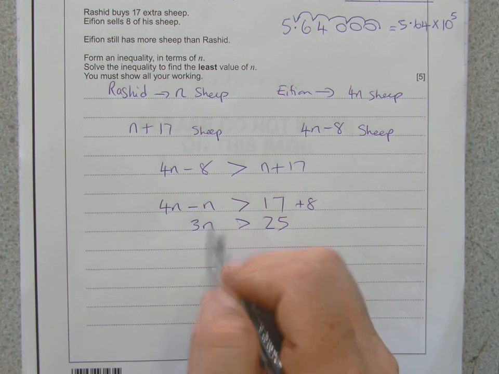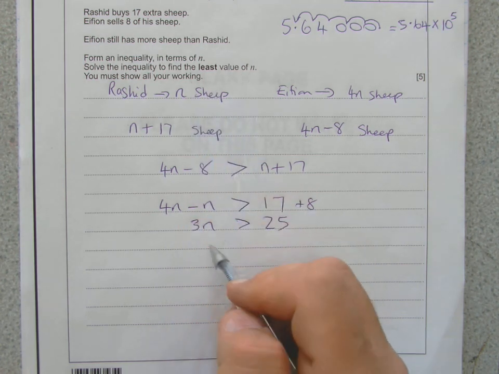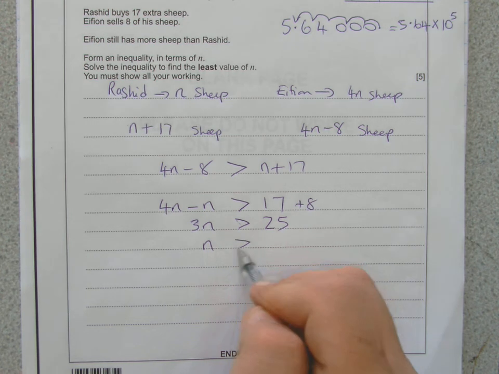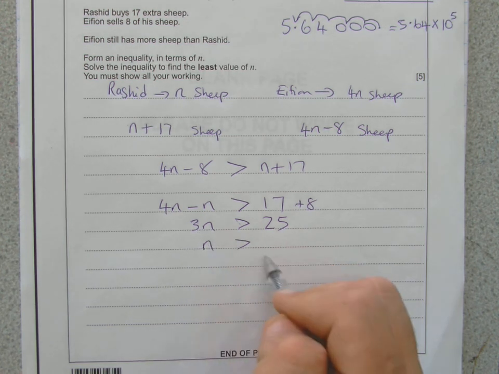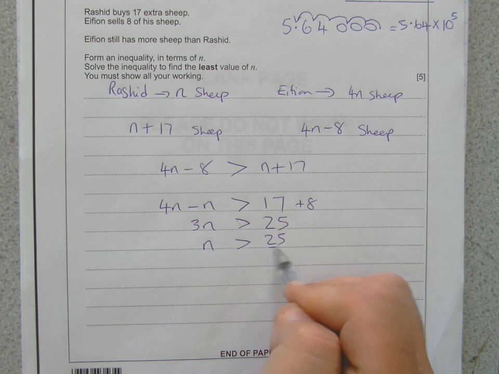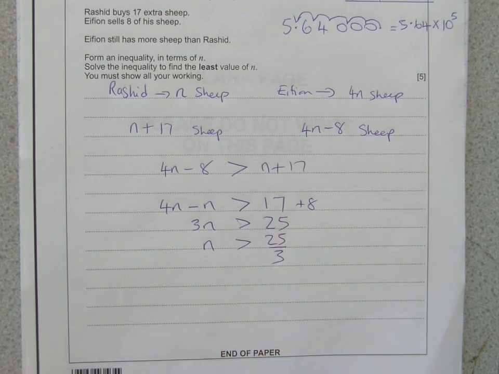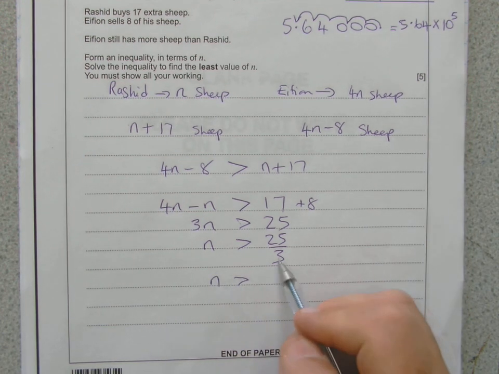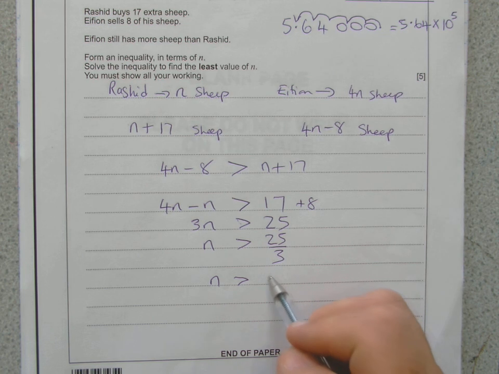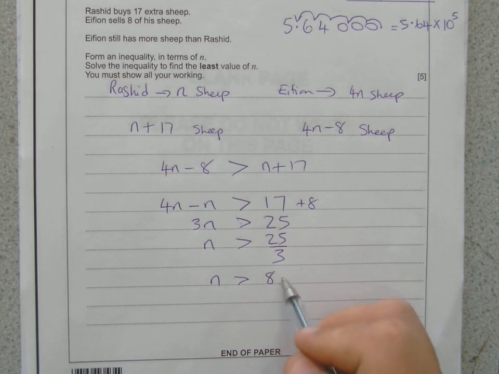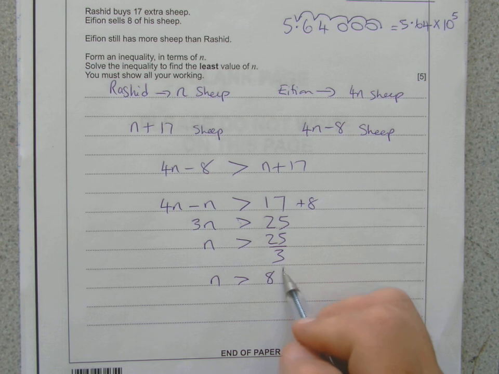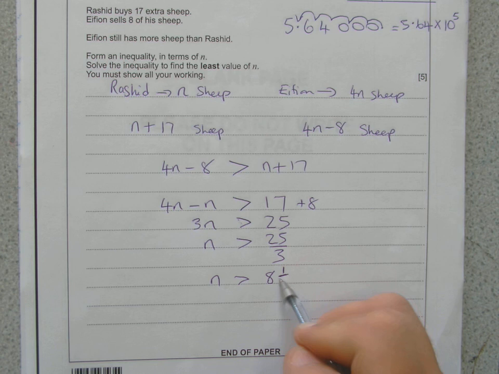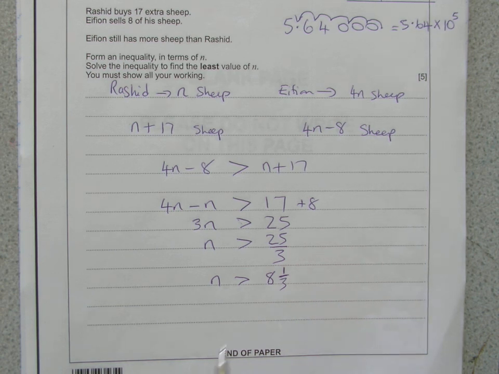Now I want to work out n, don't I? That's what it's saying, right? I need a value for n. So what I do next then is, because I'm timesing here by 3, take it over and divide by 3. So 25 divided by 3. Okay? Now 25 divided by 3 doesn't give you a perfect whole number. 3 goes into 25 8 times, doesn't it? 8 times, but that gives me 24. So there's 1 left over. So 3 goes into 25 8 times, 1 left over 3. So n is greater than 8 and a third.